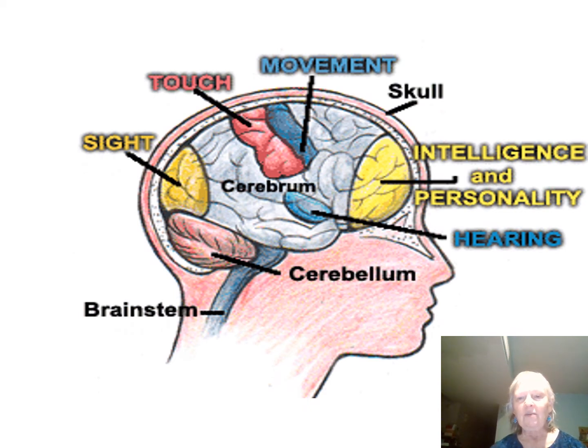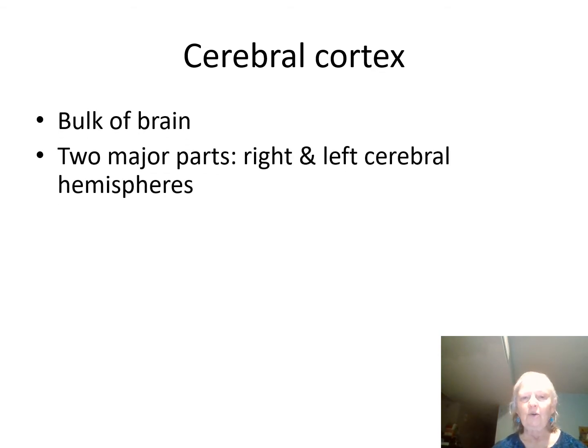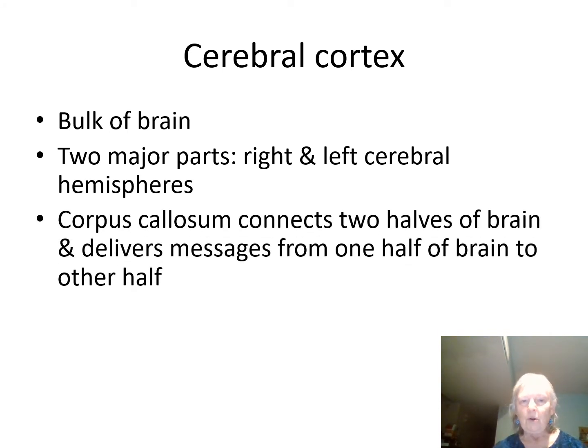And just shows you kind of a cool picture. So the cerebral cortex is the bulk of the brain. Remember, you have both the right and the left hemispheres. The corpus callosum connects the two portions of them, and it integrates what's going on or what you're seeing.